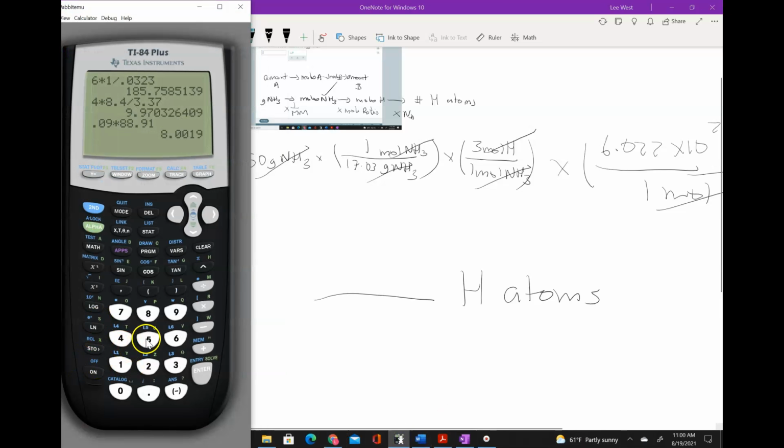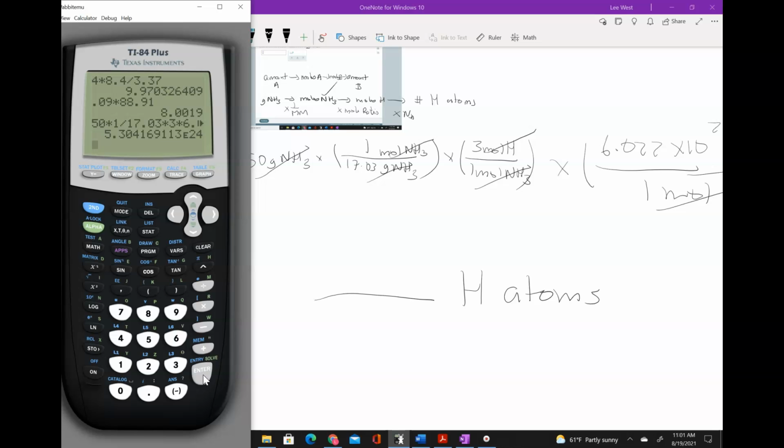So what do we got? 50 grams of ammonia. In every 1 mole there are 17.03 grams. We get 3 moles of hydrogen atoms for every 1 mole of ammonia, and there are 6.022 times 10 to the 23 hydrogen atoms in 1 mole. So it should be a big number.